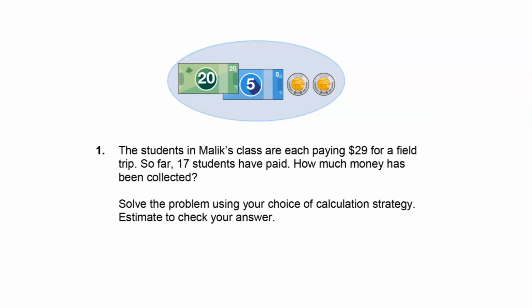Let's look at a new example. The students in Malik's class are each paying $29 for a field trip. So far, 17 students have paid. How much money has been collected? Solve the problem using your choice of calculation strategy and estimate to check your answer.